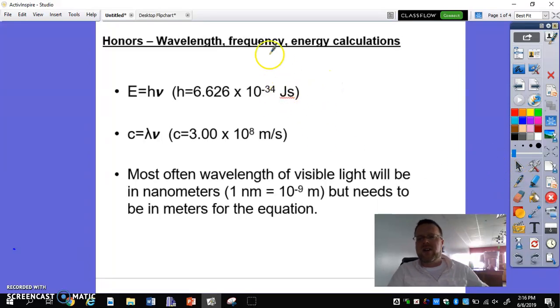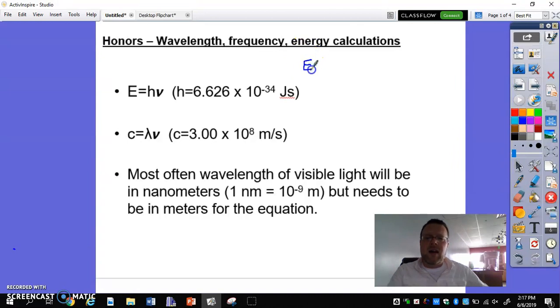In today's lesson, we're going to be talking about the relationship between wavelength, frequency, and energy of visible light and other forms of electromagnetic radiation. Now, there's two really important equations that deal with the math related to electromagnetic radiation and the wavelength and frequency and energy. And that's E equals h nu and c equals lambda nu. Let's take a quick look at what each variable in this equation stands for.